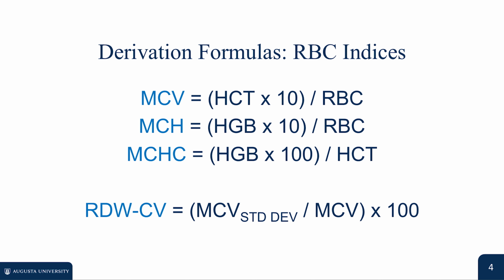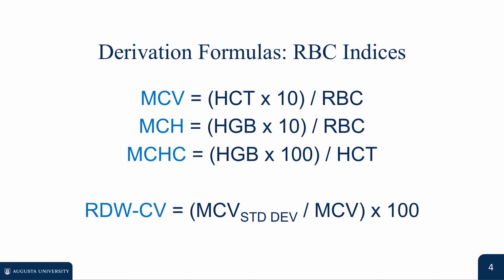Otherwise, MCV can be calculated by multiplying the hematocrit percentage by 10 and dividing by the RBC count. Mean cell hemoglobin, or MCH, reflects the average weight of hemoglobin inside an individual erythrocyte. It is calculated by multiplying the hemoglobin concentration in grams per deciliter by 10 and dividing that product by the RBC count. Mean cell hemoglobin concentration, or MCHC, measures the average concentration of hemoglobin within a given volume of packed red blood cells, expressed in grams per deciliter.